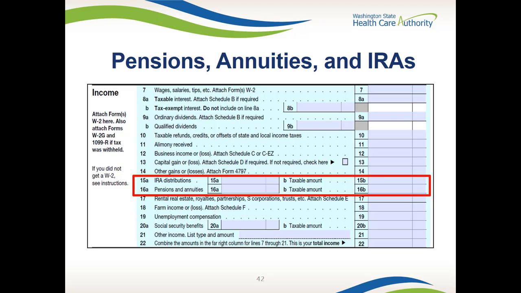IRA distributions can be found on line 15A and 15B. Pensions and annuities can be found on line 16A and 16B of the IRS Form 1040. For determining income eligibility for MAGI-based programs, we would count anything that is listed in box 15B and 16B depending on the income.